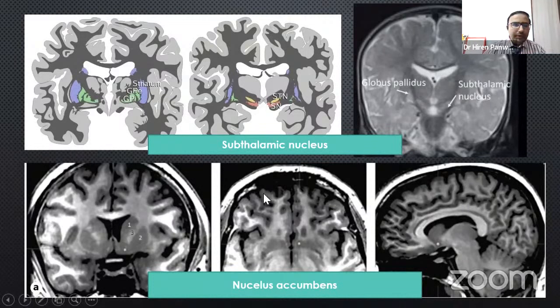The nucleus accumbens is very difficult to see on MRI, but here we can see that it is also a paired structure, and it lies anteroinferior to the corpus striatum. So label number one is the caudate nucleus, and the second one is the putamen. Here we can see the inferior aspect of the corpus striatum, that is the location of the nucleus accumbens, which will be seen in relation to the anterior commissure as seen on the sagittal view.